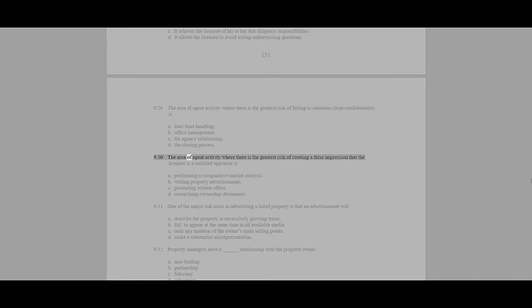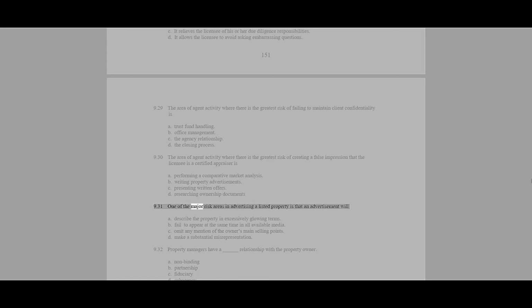9.30 The area of agent activity where there is the greatest risk of creating a false impression that the licensee is a certified appraiser is A. Performing a comparative market analysis. B. Writing property advertisements. C. Presenting written offers. D. Researching ownership documents.